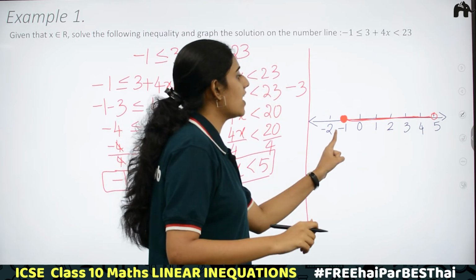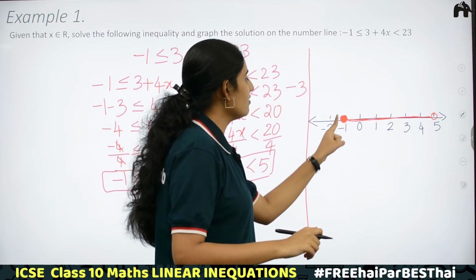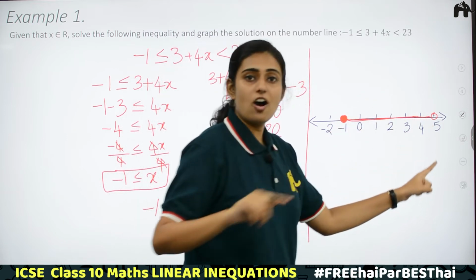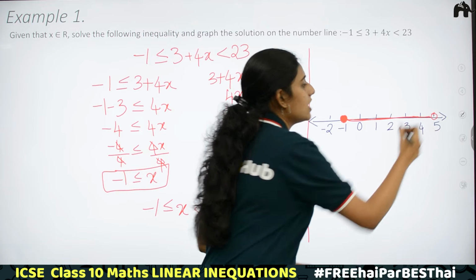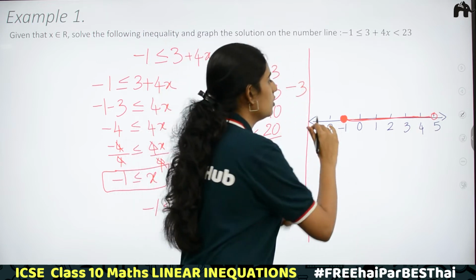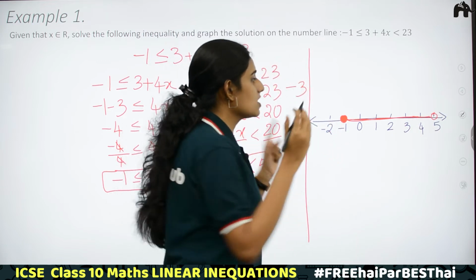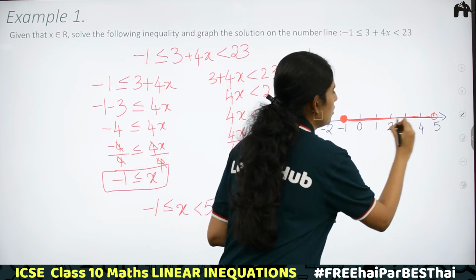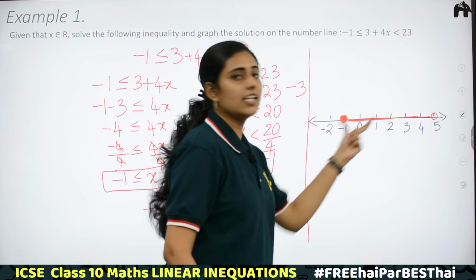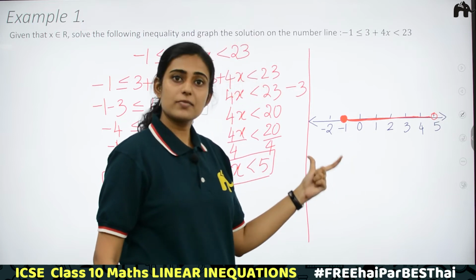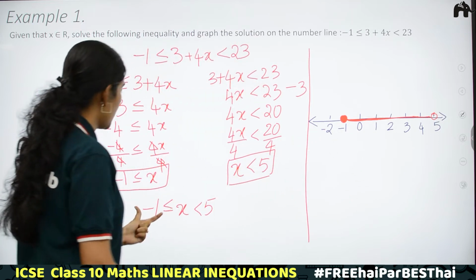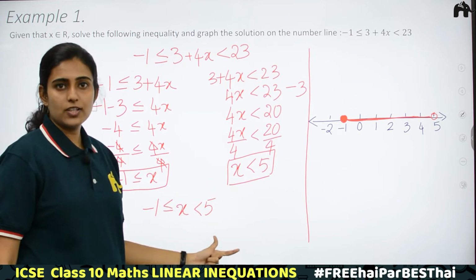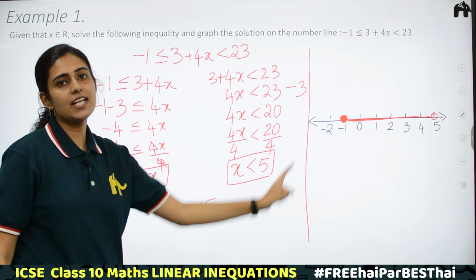Remember, minus 1 is included. That is why we have darkened the circle. 5 is not included, so we use the hollow circle. And to mark the solution set, we darken this line. All these values are included in the solution set. Clear? That is minus 1 less than or equal to x less than 5. Okay. This is how we represent it on the number line.